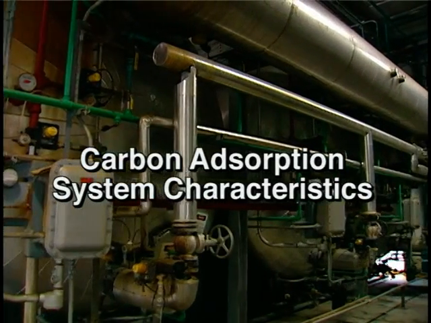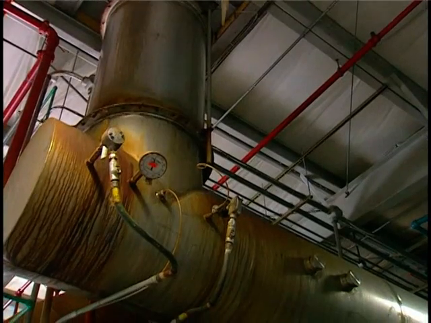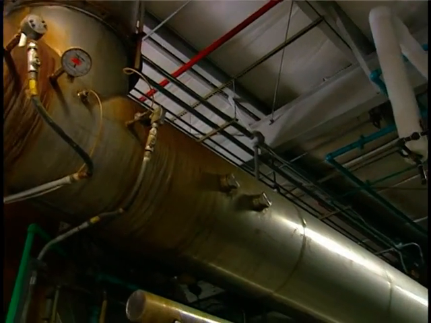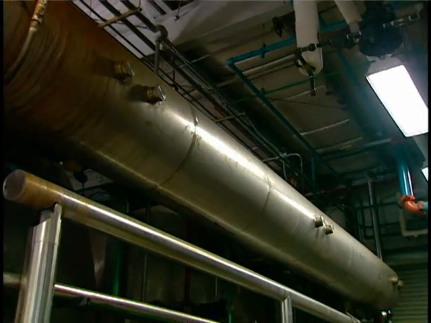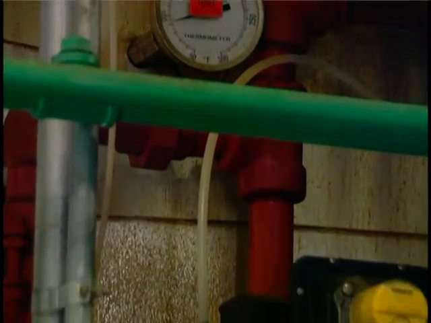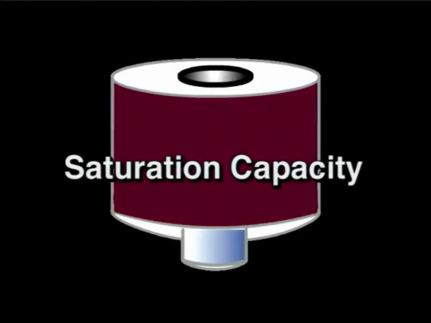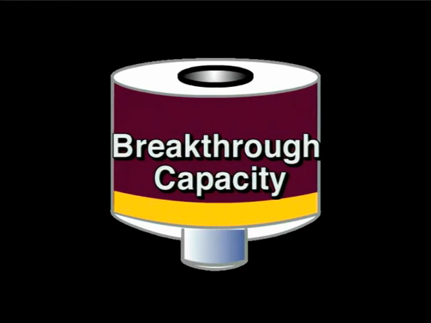The amount of material adsorbed by activated carbon is termed its retention or capacity and is expressed in weight percent or in pounds of organic contaminant adsorbed per 100 pounds of carbon. There are several types of capacities, and they all depend on the operating conditions and on the particular organic contaminant being collected. Saturation capacity is the maximum amount of organic material the carbon can hold. Breakthrough capacity is the amount of organic material the carbon can hold before significant organic concentration begins to exit or break through the carbon bed.